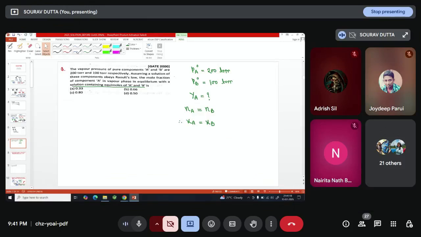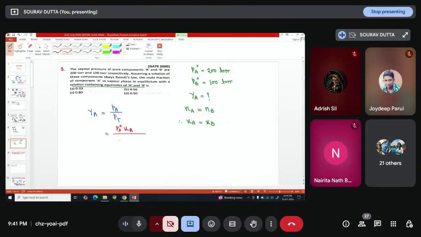Now we can easily calculate YA, that is, the formula: partial pressure of A divided by total pressure. PA means PA naught into XA. PT means total pressure, that means PA plus PB. PT equals PA plus PB.